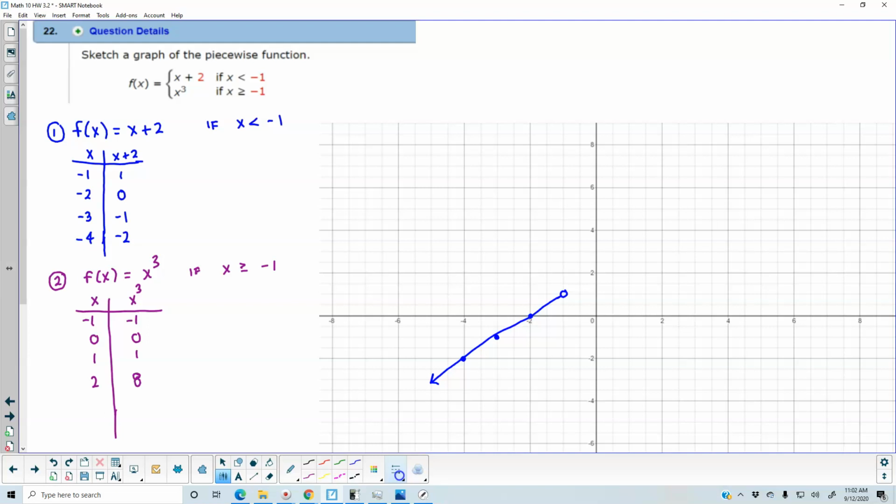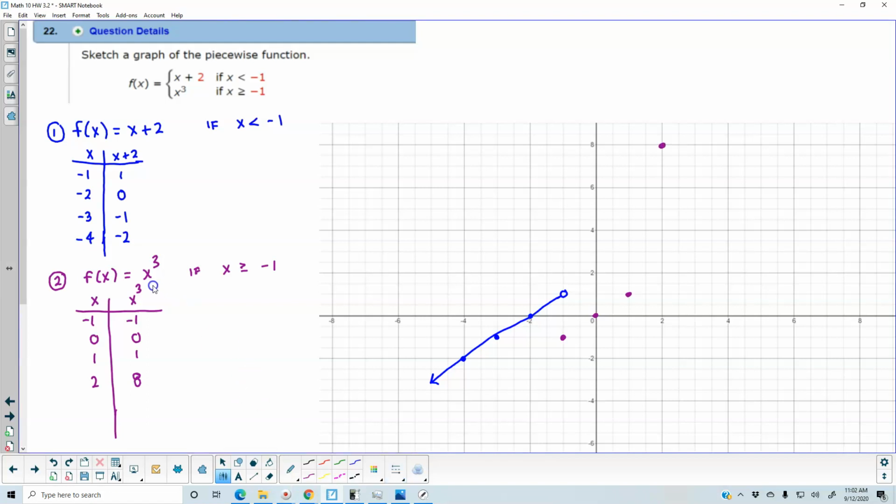And now we're going to use these ordered pairs. So we have negative 1, negative 1. And we're going to have a closed circle because it says it's greater than or equal to that number. And then we have 0, 0. And then we have 1 and then 1. And then we have 2 and then 8.